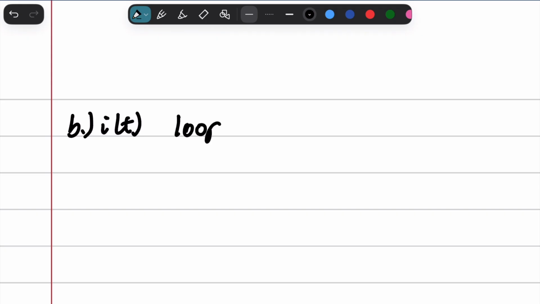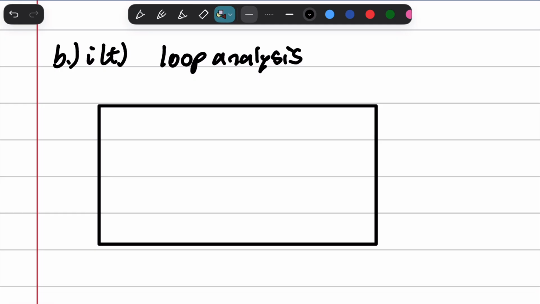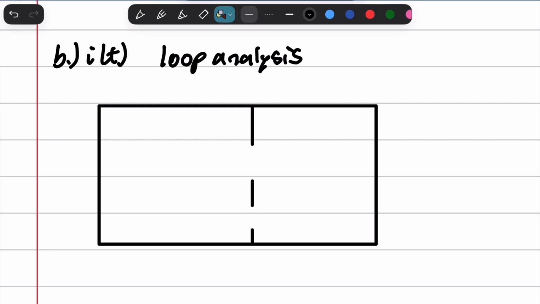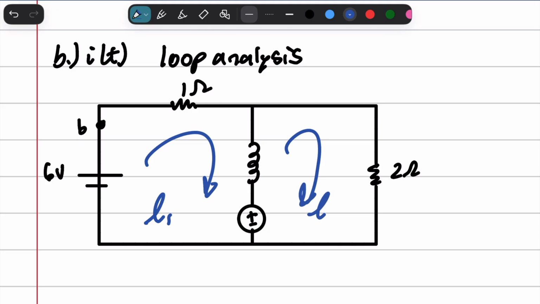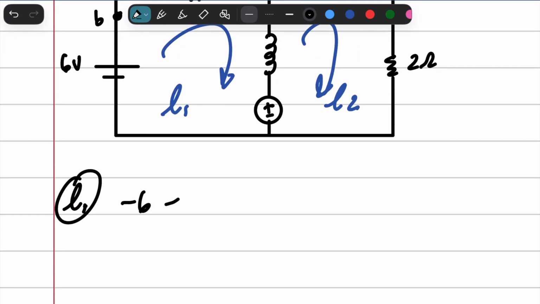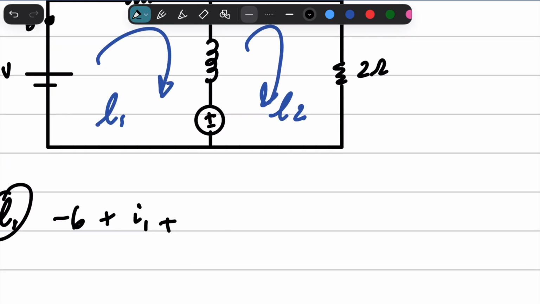So we're going to have our nice circuit, and we're going to go ahead and make some loops. So the first loop we're going to say is L1. The second loop we're going to say is L2. Let's go ahead and apply our loop analysis. So we've got negative 6 plus I1 plus, now here is the funny part.